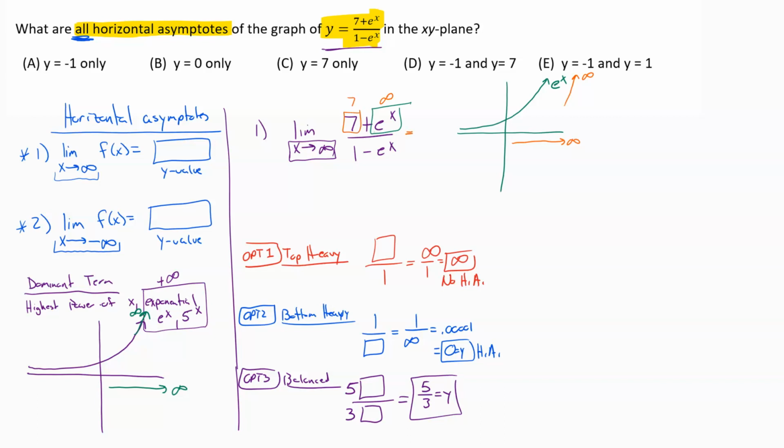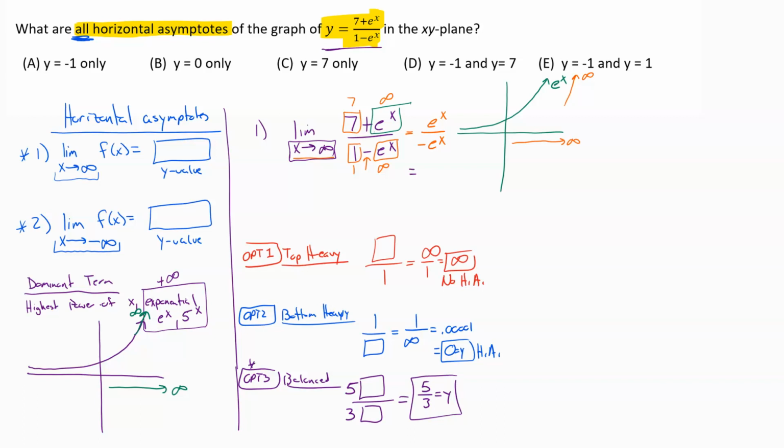So on top right now, the dominant term is e to the x. On the bottom, this is e to the x again. As x gets bigger and heads to infinity, this thing's going up to infinity. And then 1 this time is just going to be chilling at 1. So infinity is going to beat out 1 every single time. And so on the bottom, what we have is not just x, but we have negative e to the x. So what we're looking at here is option 3. We have a balanced scenario.